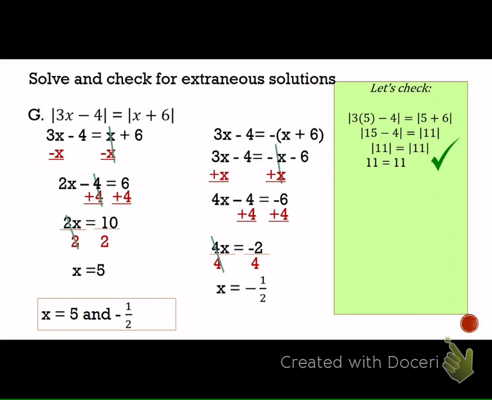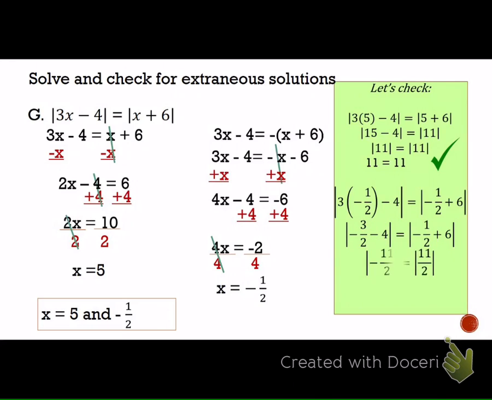All right, checking the negative 1/2 is a little bit trickier. We get negative 3/2 minus 4. You would need to either type it in your calculator or get common denominators. Common denominators would be 2, so it'd be like 8 over 2. So it'd be negative 3 minus 8 all over 2, so negative 11 over 2.